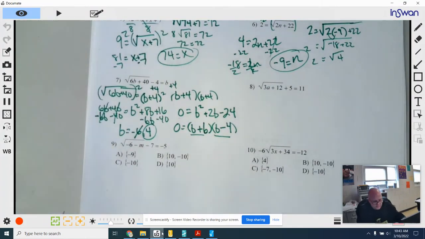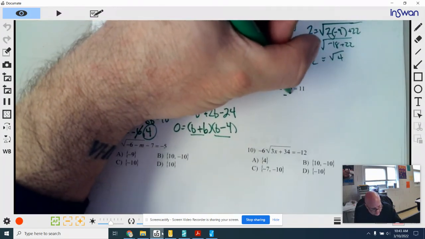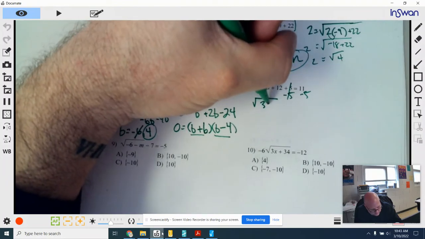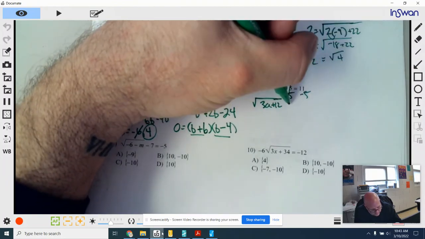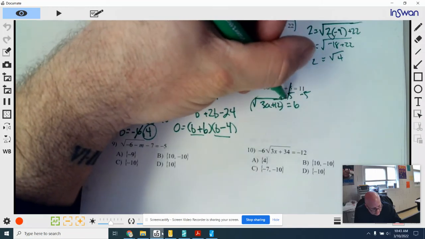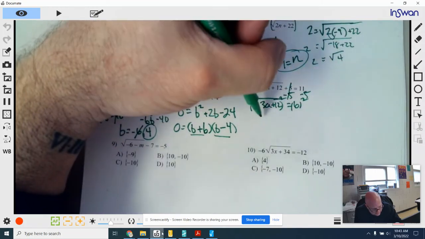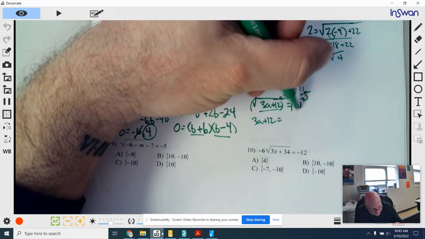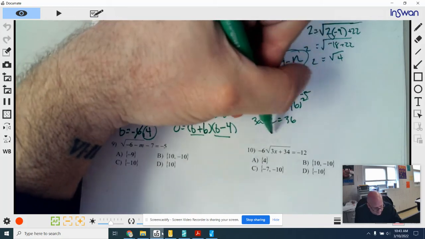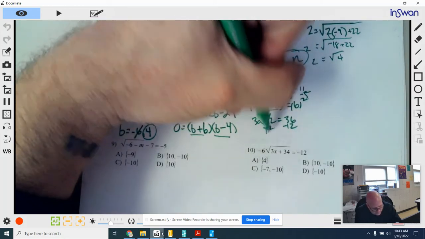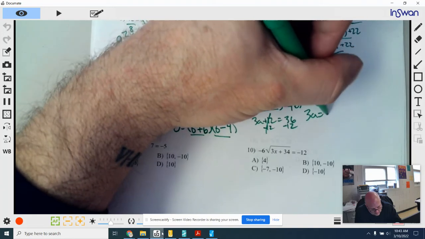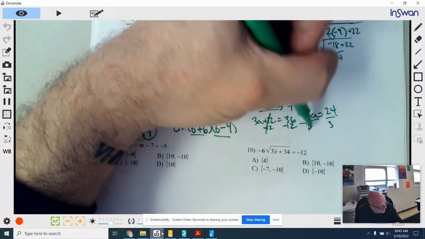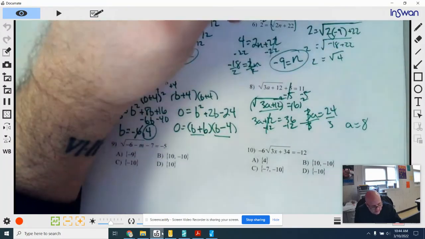Okay, one more together. That's number 8. So we're going to subtract 5. Cancels. So we get the square root of 3a plus 12 equals 6. All right, so we're going to square both of these. Out comes the square root. Right here, 3a plus 12 equals 6 squared, which is 36. Okay, now we're going to subtract 12. And we get 3a is equal to 24. And then last, we divide both sides by 3. And you get an answer of a is equal to 8.